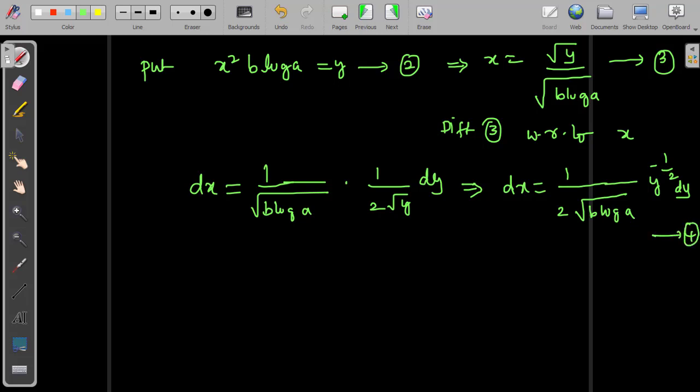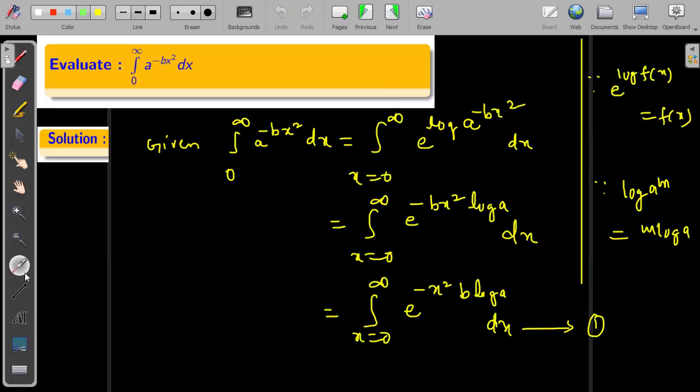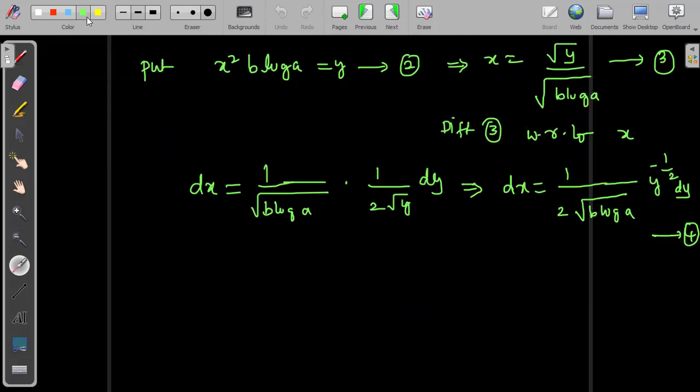After that, it's usual practice, since it's a definite integral, that the limits also need to be cross-checked. Sometimes limits may vary. So we'll discuss the limits.